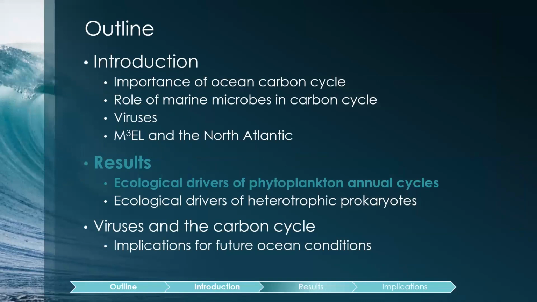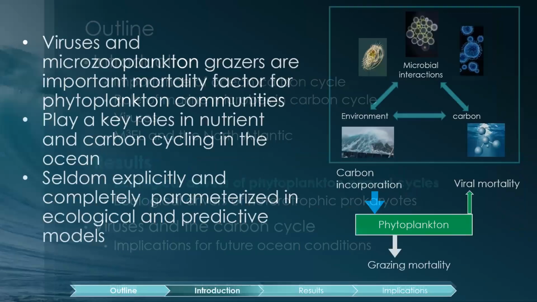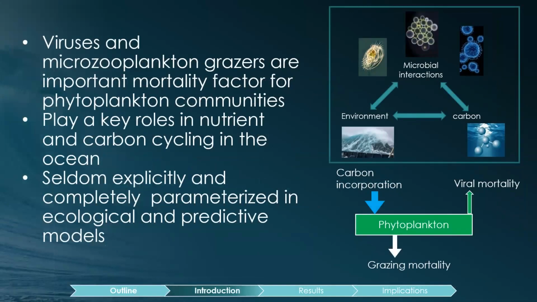I'm going to start off by talking about ecological drivers of phytoplankton annual cycles. So you may have noticed that I said that traditional grazing rates have not been able to reconcile the net accumulation rates that we have been observing. And that's because for a long time, two key players were not really taken into consideration. That's viruses and microzooplankton grazers. It is now recognized that microzooplankton grazing and viral lysis are an important source of mortality for phytoplankton communities.